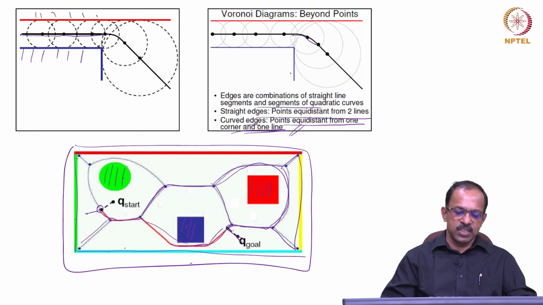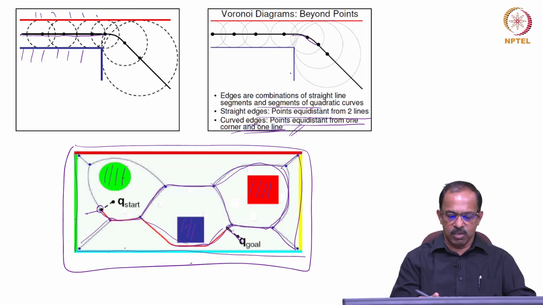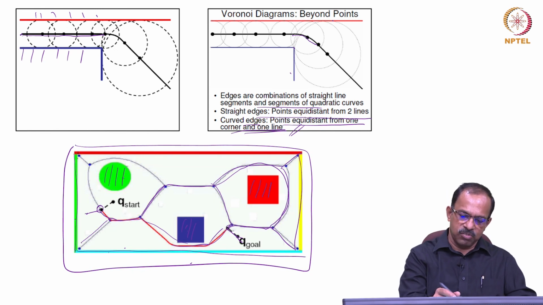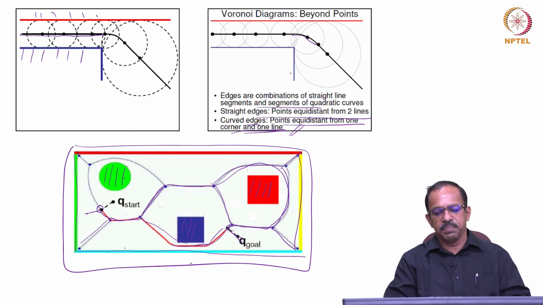The advantage is that the path will be as far away from the obstacles as possible. You can see here, it is nowhere close to this, so it will be going far away. That is the advantage of using the Voronoi diagram method of path planning.